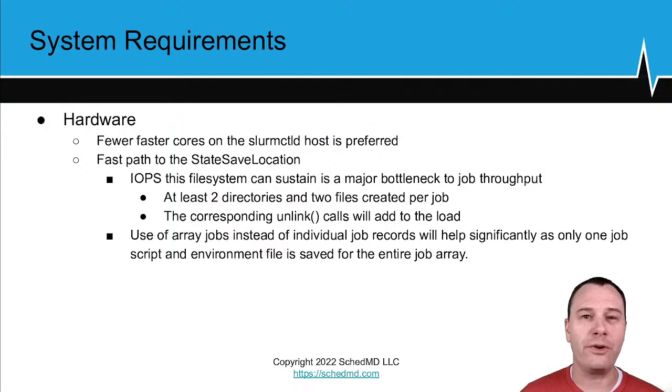Starting off, the controller prefers faster, fewer cores. So a system with, say, 4 cores and high clock speed will perform better than a system with 6 cores and low clock speed. The controller also performs better with fast access to the state save location. The state save location is a configurable option found in the slurm.conf and should be on some type of fast storage such as NVMe. The reason for this is listed in the details above.